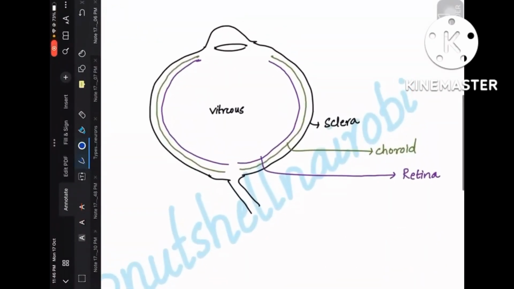So look at this guys. This is the schematic diagram of an eye. So here in front you have this cornea and lens. So this is the anterior end and here comes the posterior end where this optic nerve is arising, right? So this is the basic orientation that you need to have.